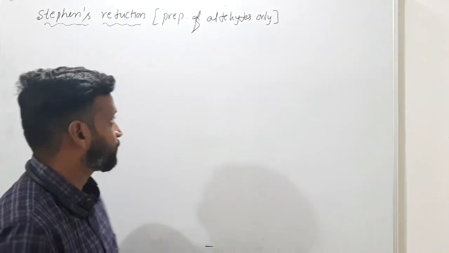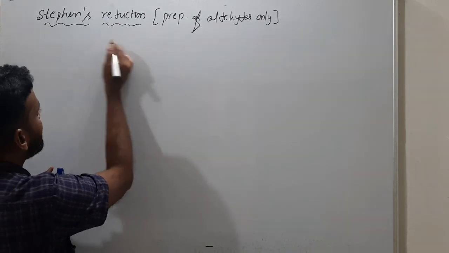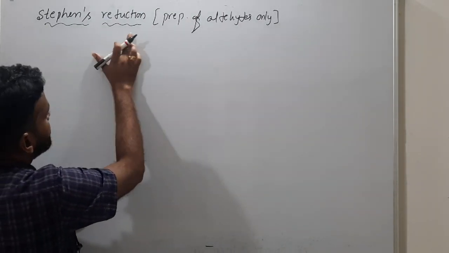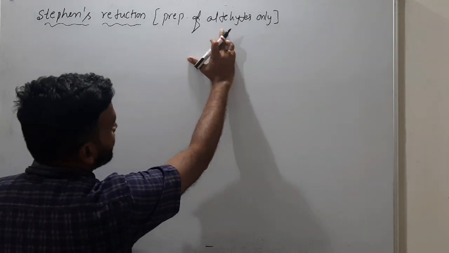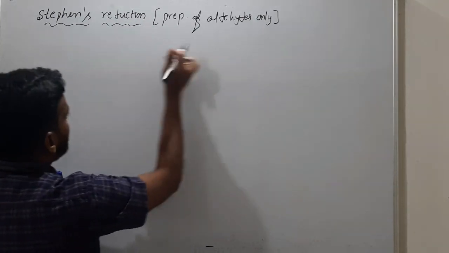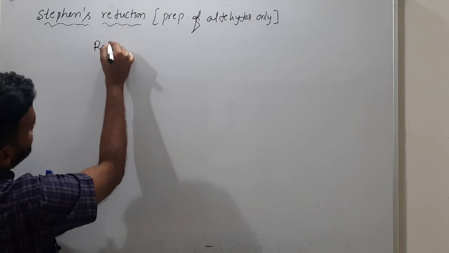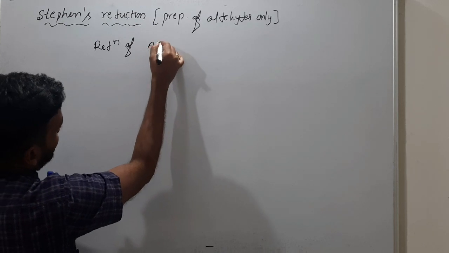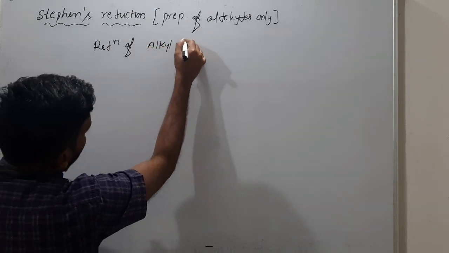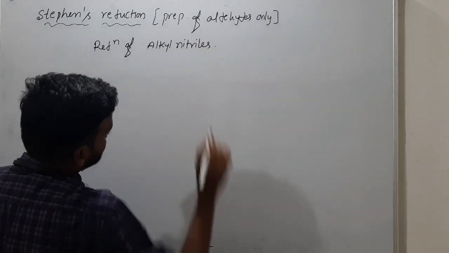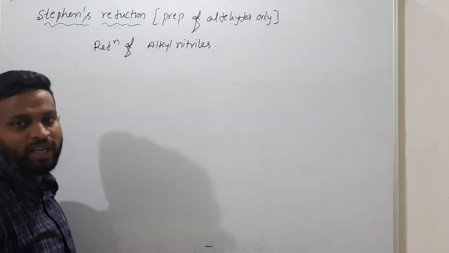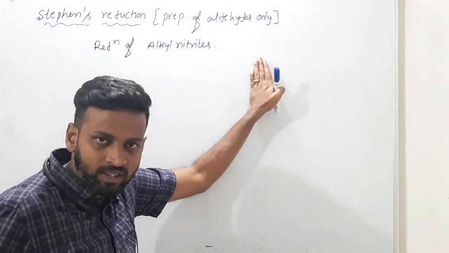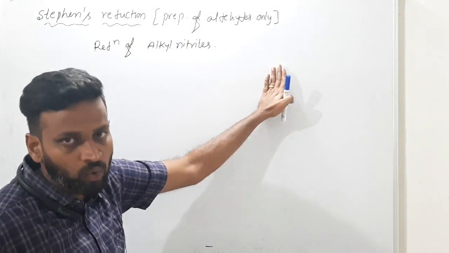Now we will discuss a few more preparations of aldehydes and ketones. Here I have written previously Stephen's reduction. It's a preparation of aldehydes only. So here what happens is reduction of alkyl nitriles. Alkyl nitriles. No ketones. Only reduction of nitriles followed by hydrolysis, you will get aldehydes only.